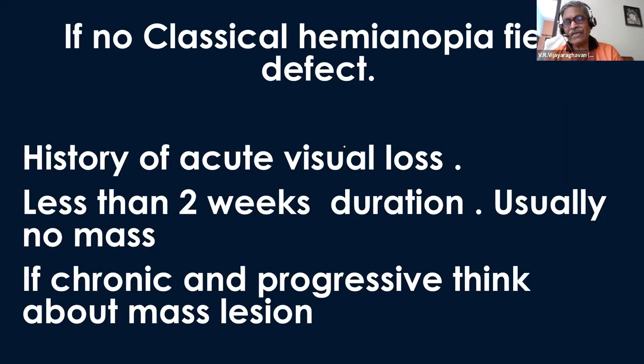Suppose there is no history of classical hemianopia, or you're not able to find out. Now, you see the ask history again. I told you, acute visual loss. That means what? Less than 2 weeks. Usually, no mass. When you have a chronic visual problem, it can be a mass lesion. Just by knowing the visual loss is there, lasting only within 2 weeks, it is an acute loss. Think about it, it cannot be a mass, very rare. Whereas if it's a chronic problem, it has to be a mass lesion.